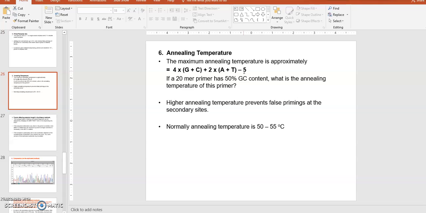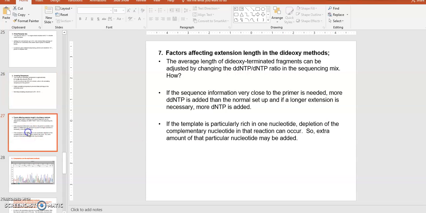That's good, because if it's too low, then you will have a lot of false priming happening, which is not good either. So normally the temperature is between 50 and 55 degrees Celsius. That's the primer binding temperature.